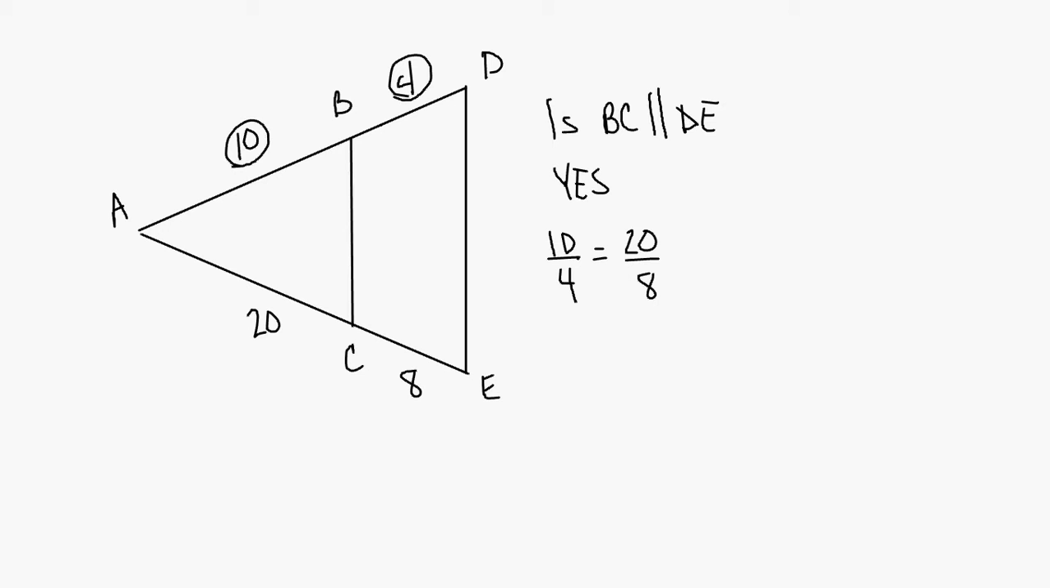Now, if this 8 down here is no longer an 8, and all of a sudden it's a 7, now is BC parallel to DE? Yeah, now it's not, because 10 over 4 does not equal 20 over 7. Okay? Triangle proportionality theorem. Any questions there?